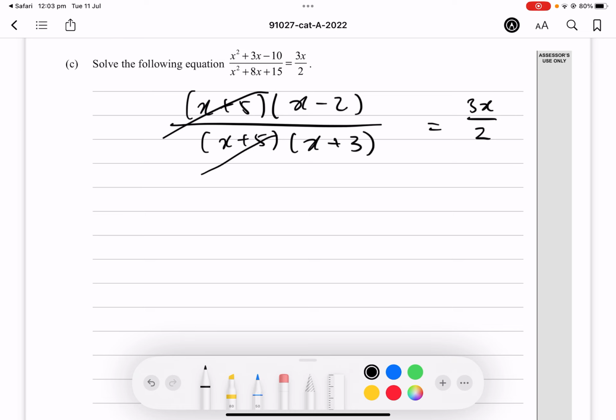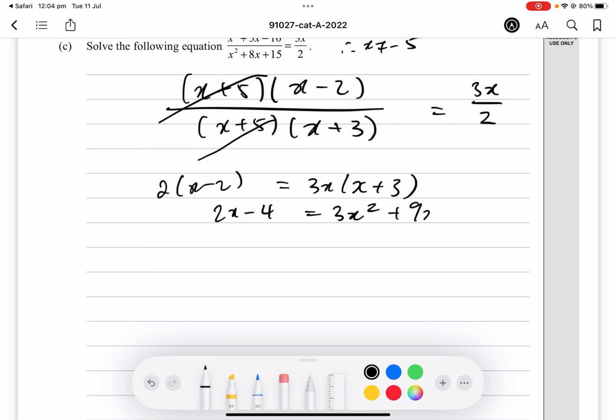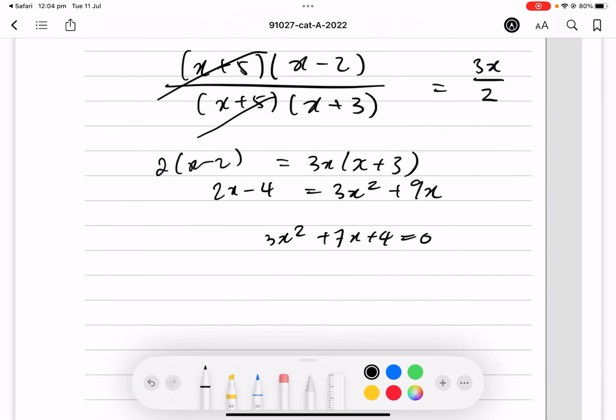So x plus 5 and x plus 5 cancel each other out on the condition that x is not -5. So we need to check that later. Now we can cross multiply. So we have 2 times (x minus 2) equals 3x times (x plus 3). So this will give us 2x minus 4 equals 3x squared plus 9x. So 3x squared plus 7x plus 4 equals 0.